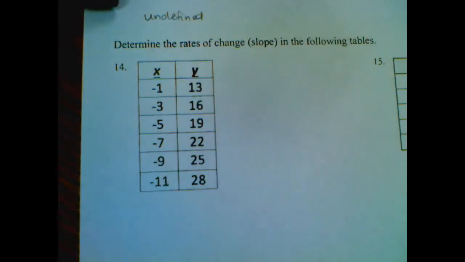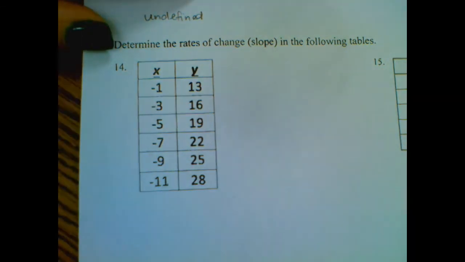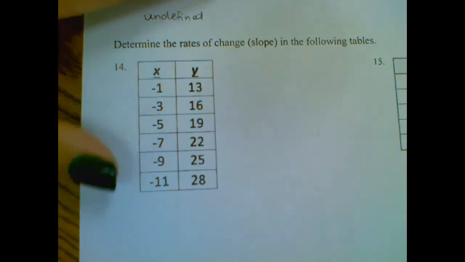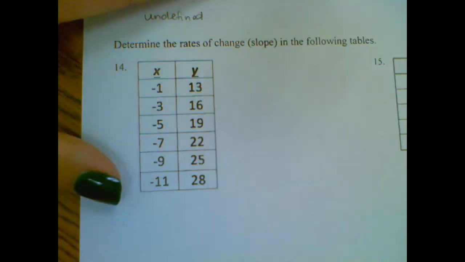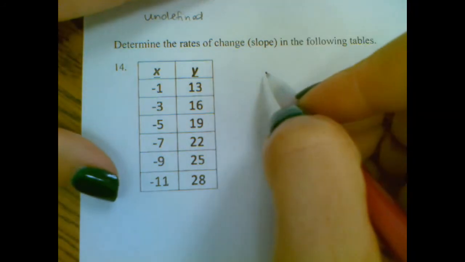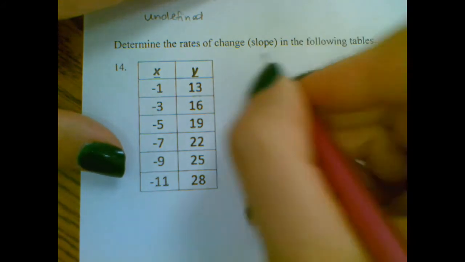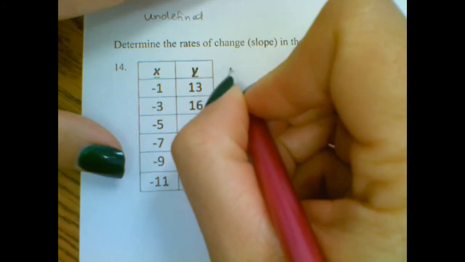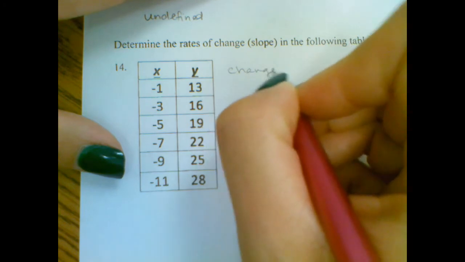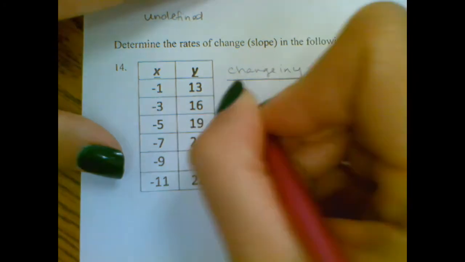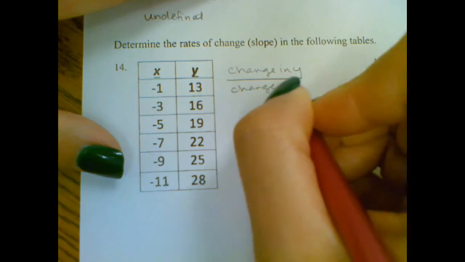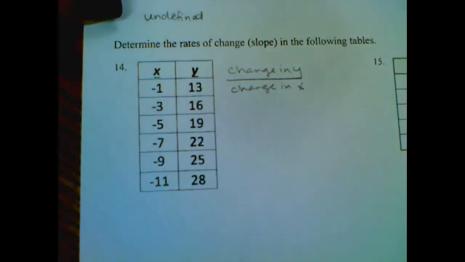Okay, good. We're on number 14 for our slope practice. It says determine the rates of change, which is basically the slope, in the following tables. So the rate of change we've talked about is rise over run, y2 minus y1 over x2 minus x1. Another way of thinking about that is the change in y over the change in x.